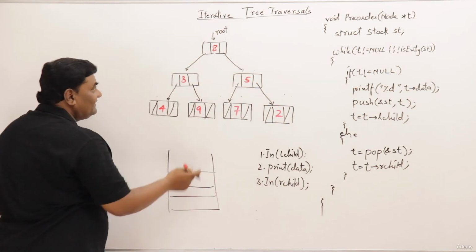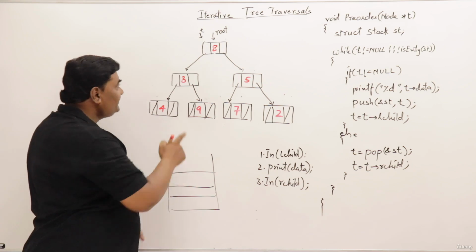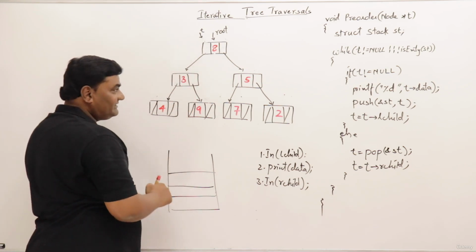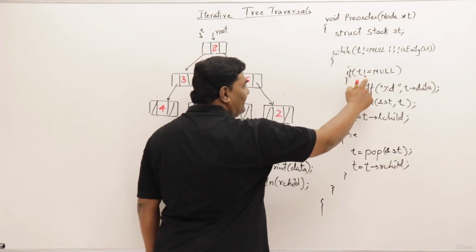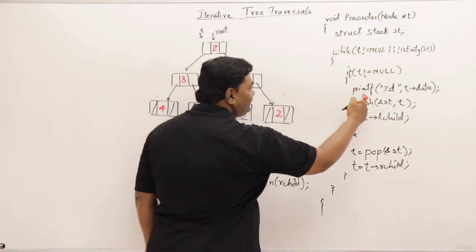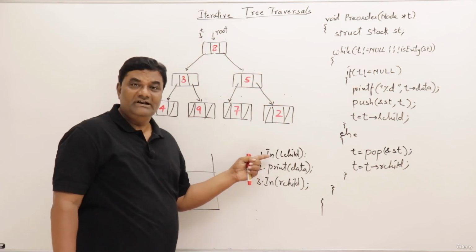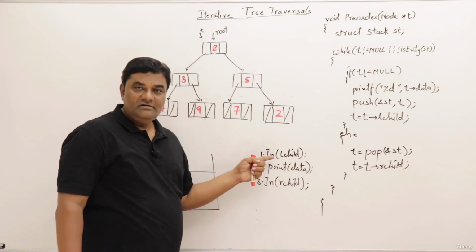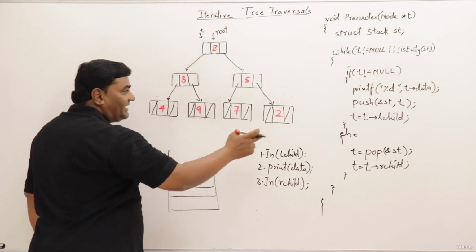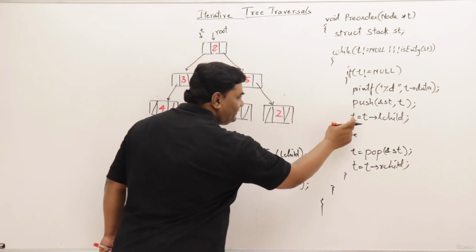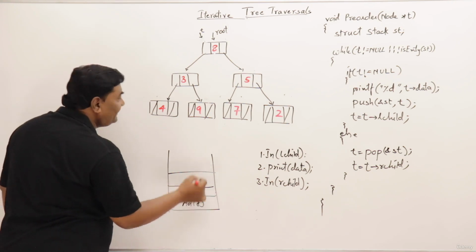We need a stack and we start from the root. Initially, T is not null and the stack is empty. Now let us look at pre-order. In pre-order, if T is not null, the first step is printing. But in in-order, first we go to the left child. Then we should not print. Okay, let us move to the left child. As per pre-order, first push the address and go to the left child. Okay, push the address of that 8 and go to the left child.